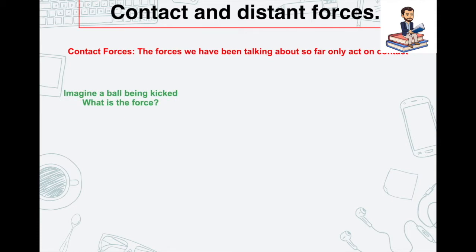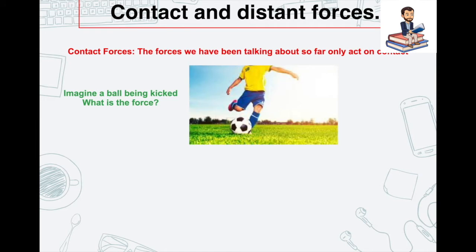The best way to describe this is to imagine a ball being kicked. Imagine you go up and you kick a football or a soccer ball. What is the force moving that ball when you kick it? What is causing the force? That's right, it's your foot. Your foot is acting as the force, and that's going to move the ball. That is contact, so that's a contact force.